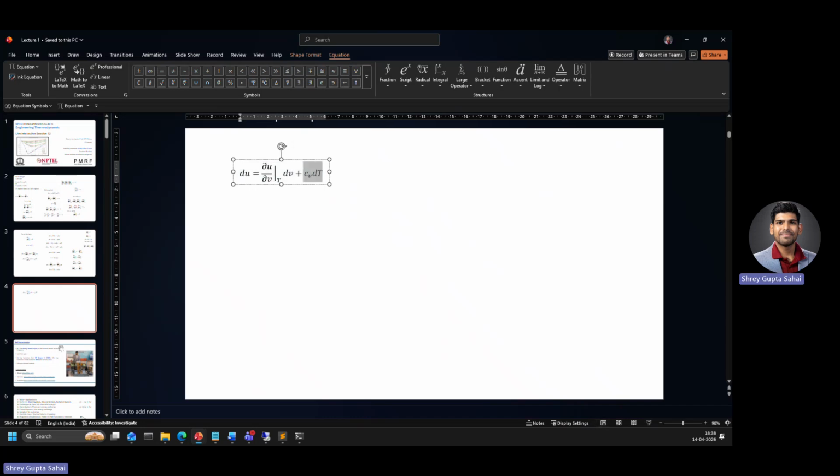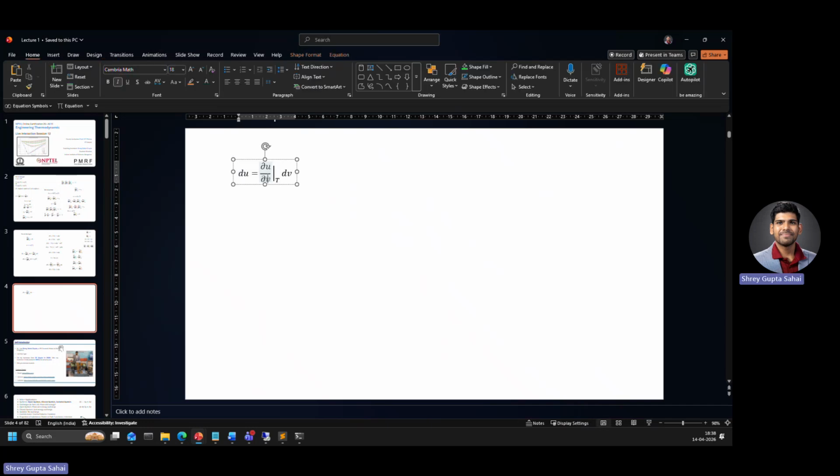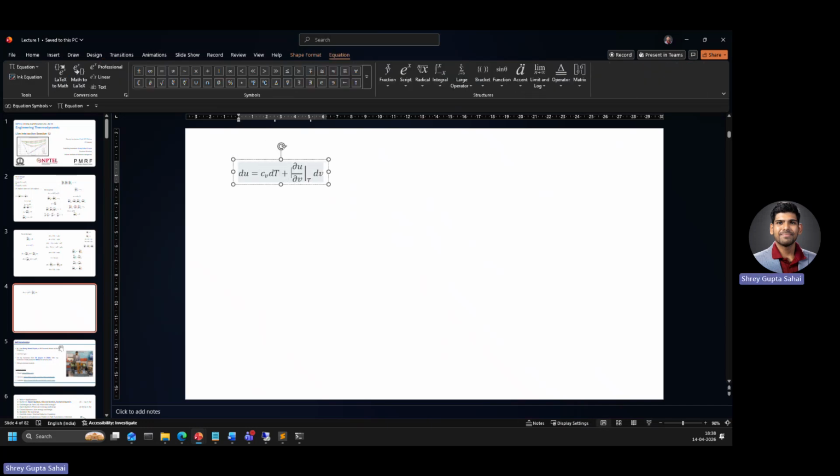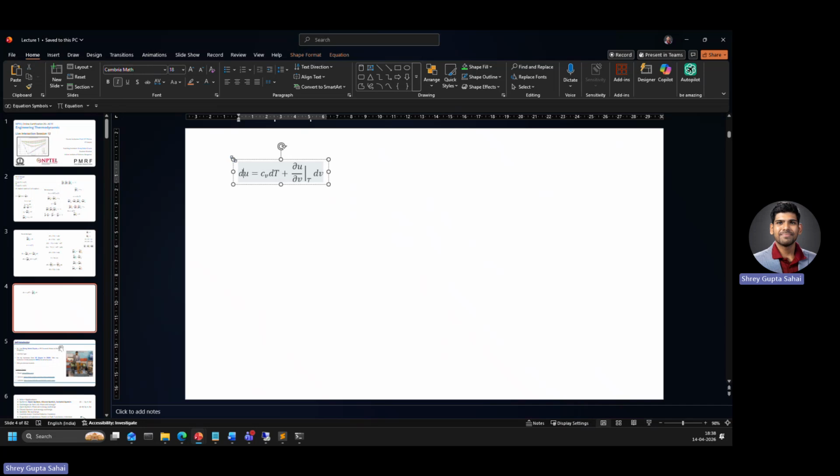It is kind of known to us. So this is the non-ideal part, whatever we are seeing, this other thing. And then similarly for dH, as I told you, by convention we use it as a function of temperature and pressure. So now let's try to find out what is this.